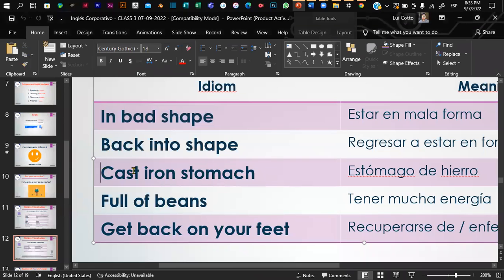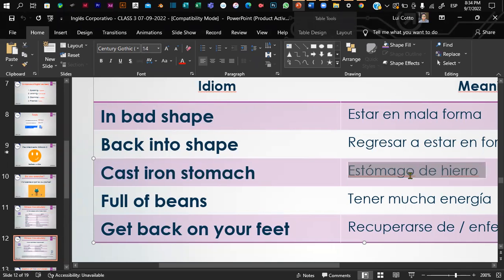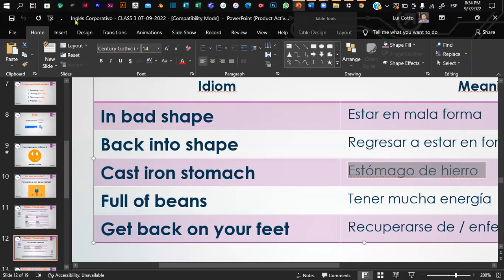Okay, and the next one is cast. Cast iron stomach. Do you have a cast iron stomach, guys? What is that? Estómago de hierro. Okay, that means that you can eat pizza, apples, bananas, milk, cheese, and nothing makes you feel sick. That is what it means. Eso significa, okay, good.